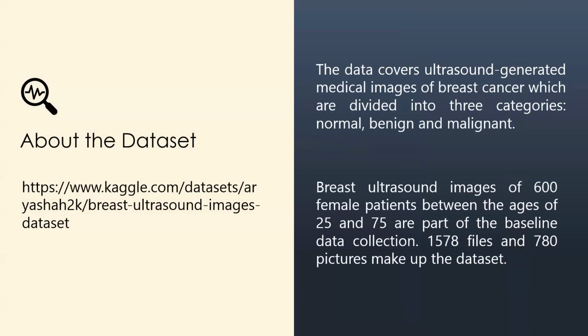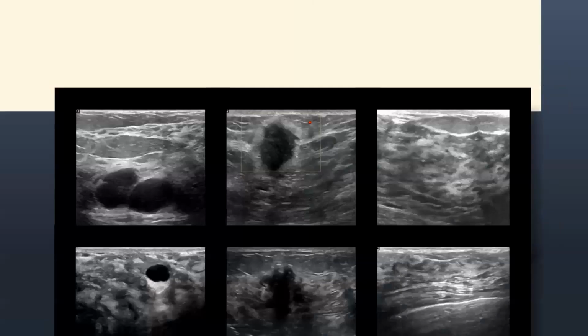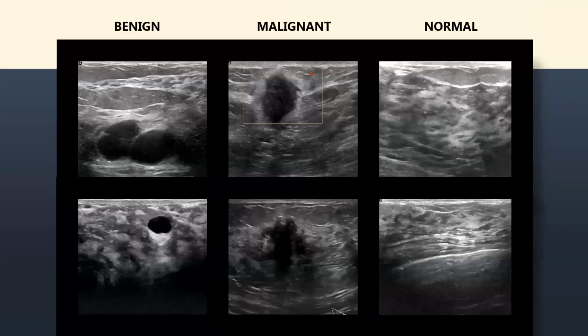We can see the data as it comprises of ultrasound images of 600 patients, and other key information has been shared in the slide. Up next, we have a small example of how the raw data set looks. As you can see, we have your benign, malignant, and normal ultrasound scans.